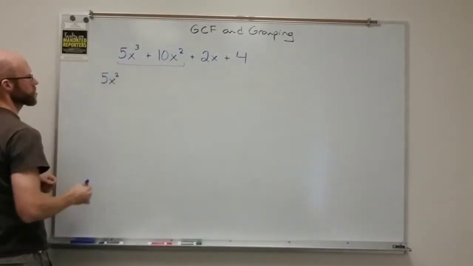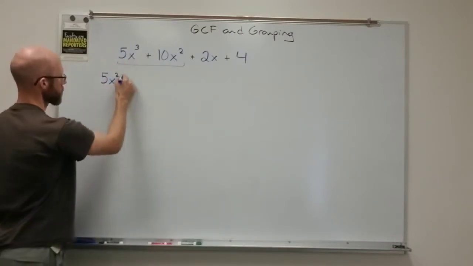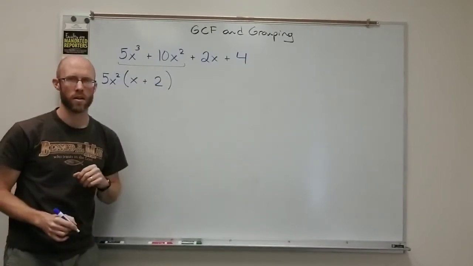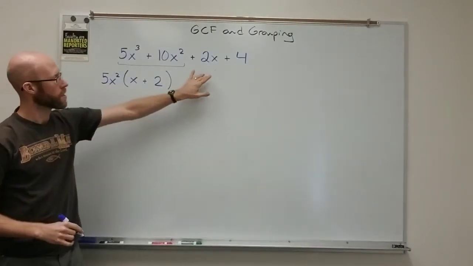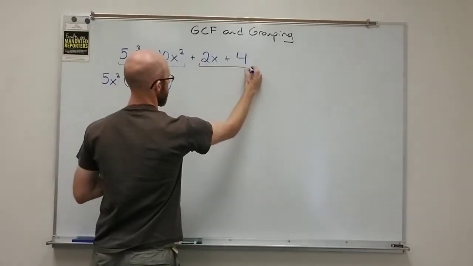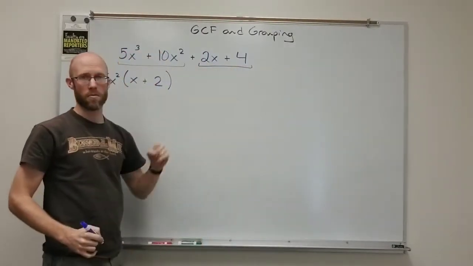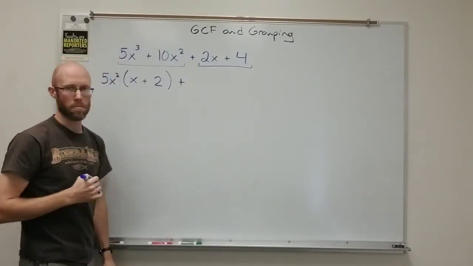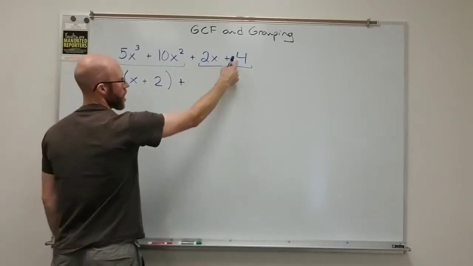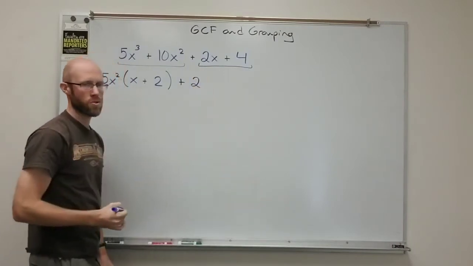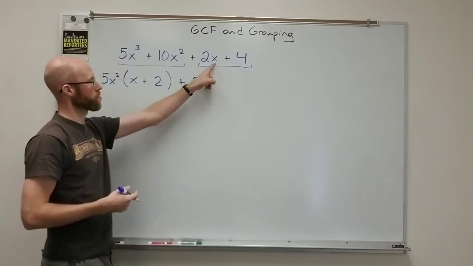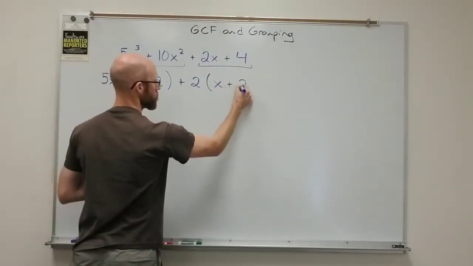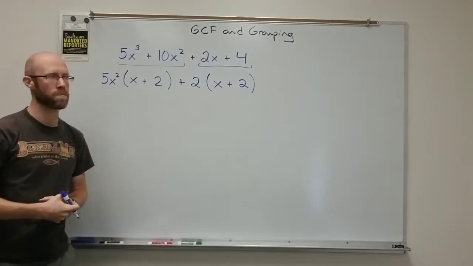5x squared, that's the GCF. The remaining factors are x and 2, okay, when I divide those out. In the second pair, they have a greatest common factor of 2. I still am adding, so I should bring down my plus. I can pull out the common factor of 2, and the remaining factors would be x and another 2. Right, so it would be x plus 2 when I divide both by 2.